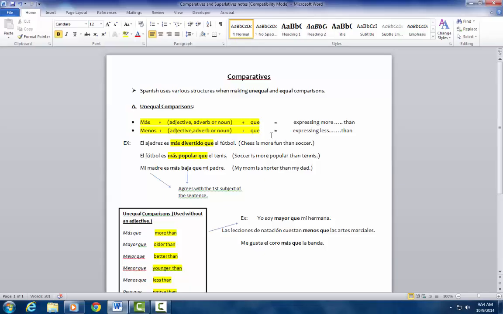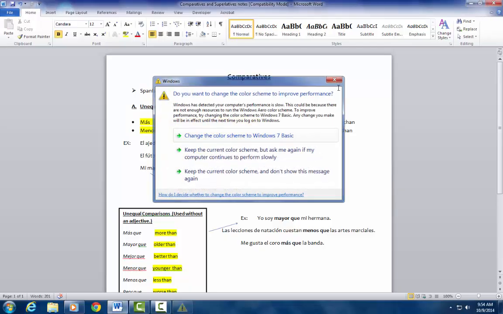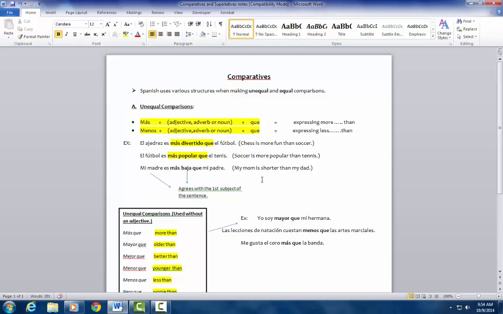So let's look at some examples of that. El ajedrez es más divertido que el fútbol. Chess is more fun than soccer. In this situation, we're using an adjective, divertido, in between the word más and the word que. Look at another one. El fútbol es más popular que el tenis. Again, popular is an adjective. Soccer is more popular than tennis.